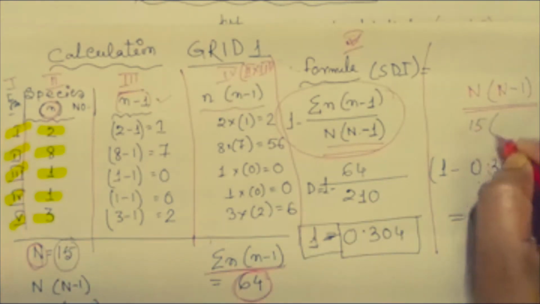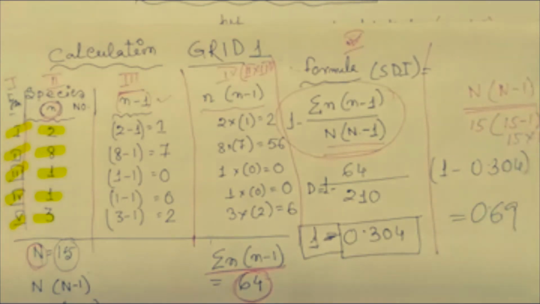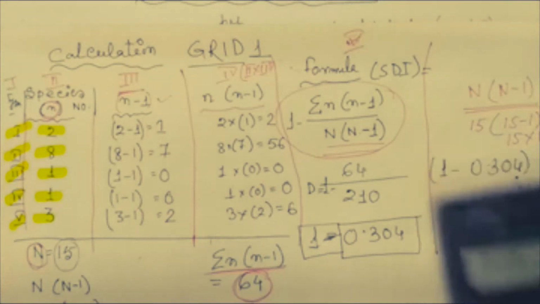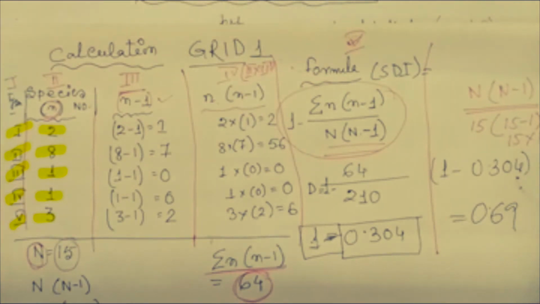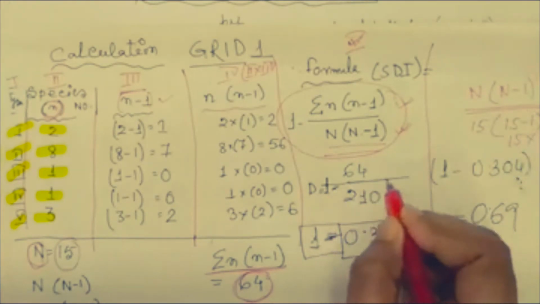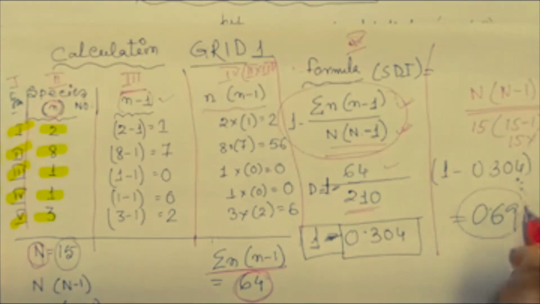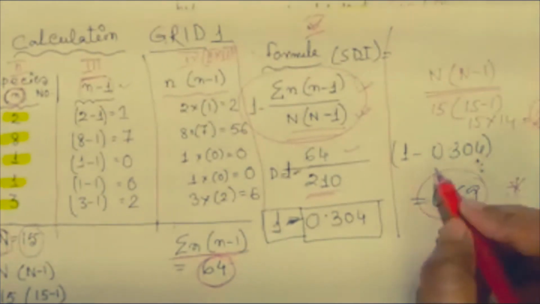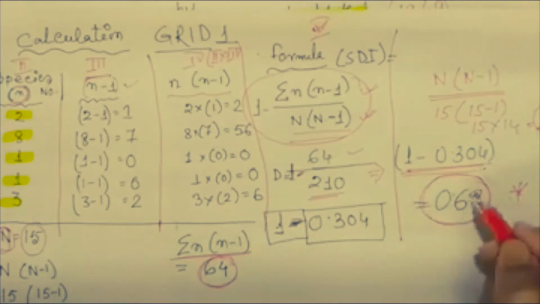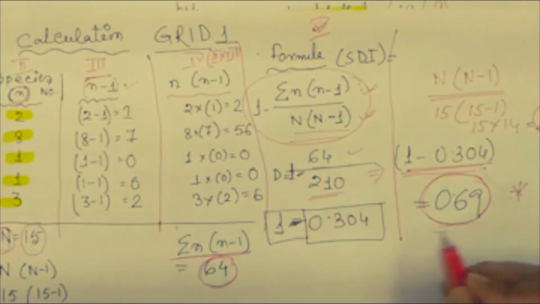So 15 into 15 minus 1, that is 15 into 14. With the help of a calculator, 14 into 15, the value is 210. Okay, for the formula, you are getting 1 minus 64 divided by 210. Then the result will be this one. 1 minus 64 divided by 210, then the result will be 0.69.